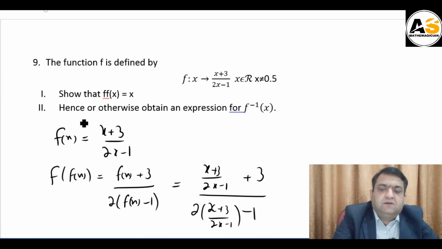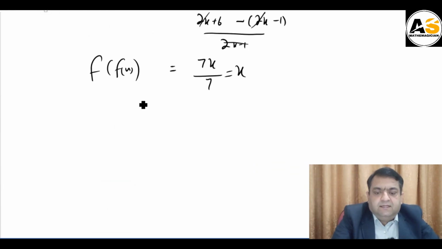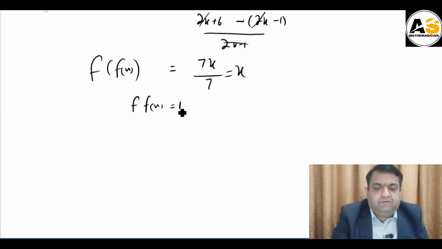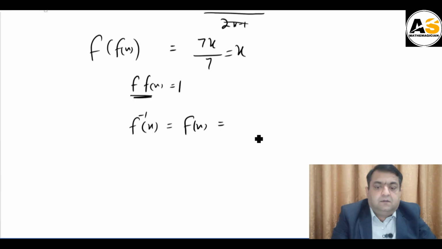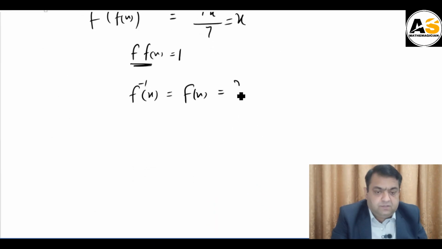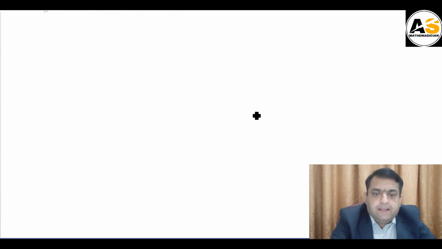Show that f²(x) is equal to x, hence we have to write an expression for f inverse of x. This is very important. f of f of x is equal to x, which means these two are inverse of each other. f is self-inverse. f inverse of x is equal to f of x, and f of x was (x + 3)/(2x - 1). So this function is the inverse of f of x. I hope this is clear.